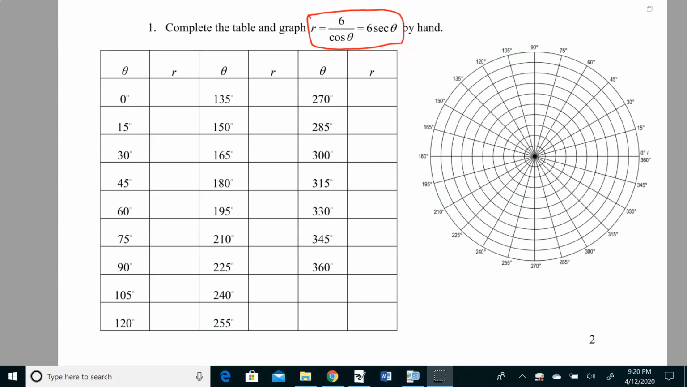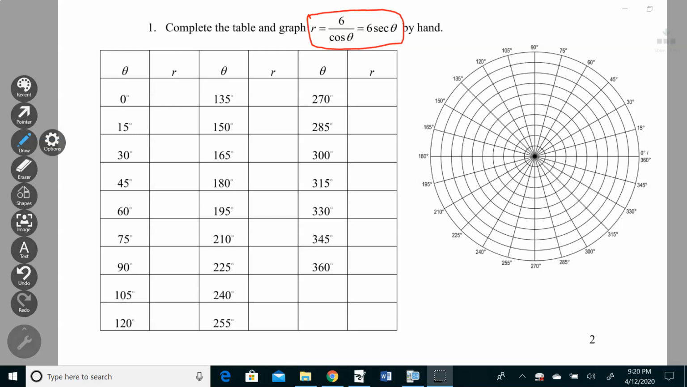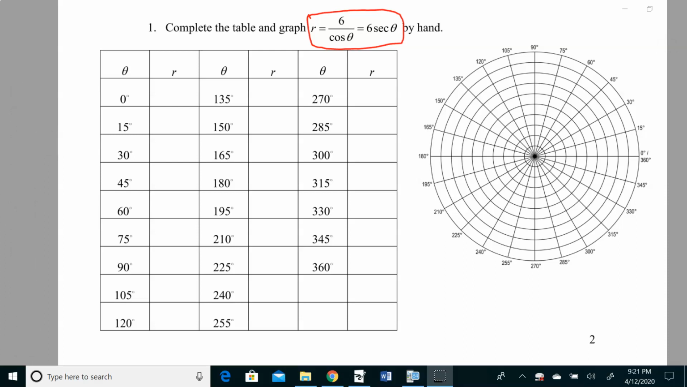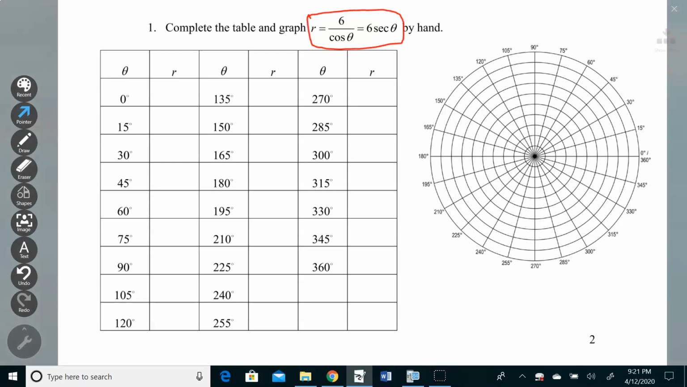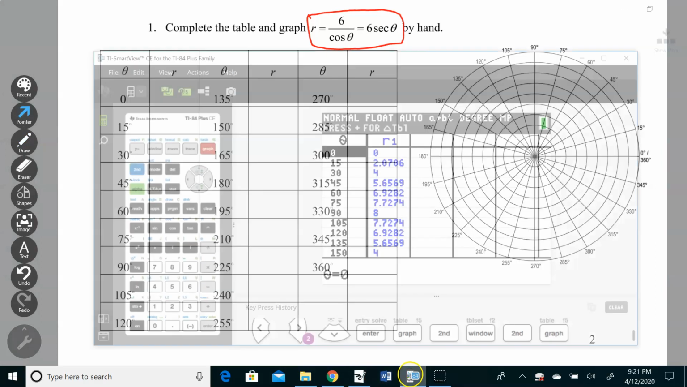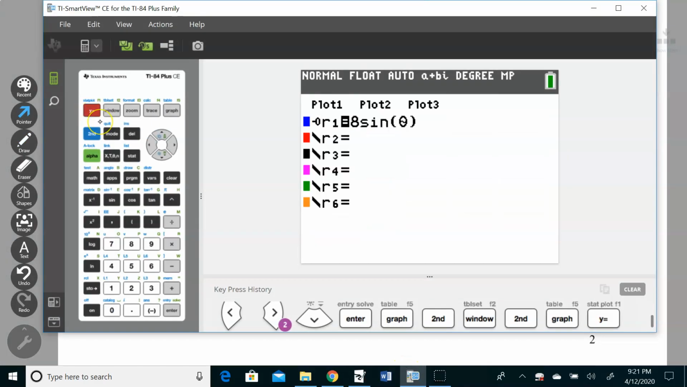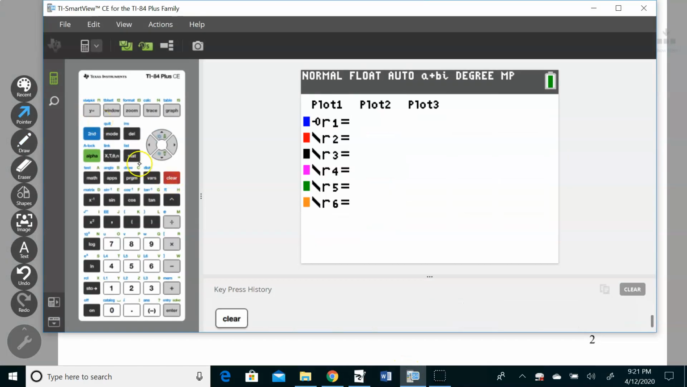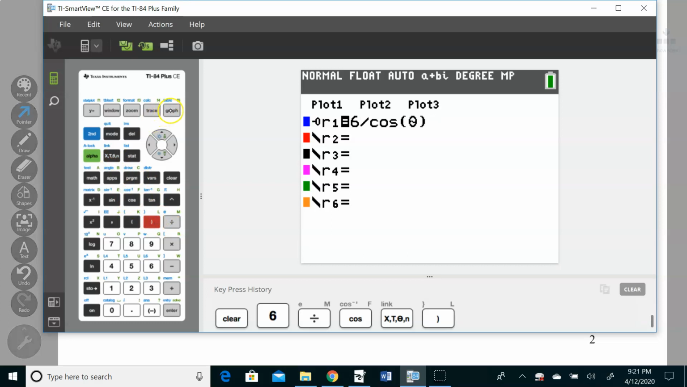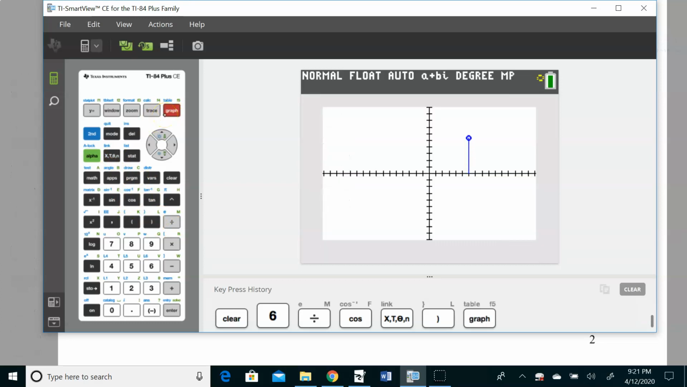Okay, the next example I'm going to do is r equals 6 over cosine of theta, or better yet, r equals 6 secant of theta. And if you notice, I'm going to put this in the calculator. I'm going to change my equation to 6 divided by cosine theta, and I'm going to hit the word graph. And look how it's drawing.